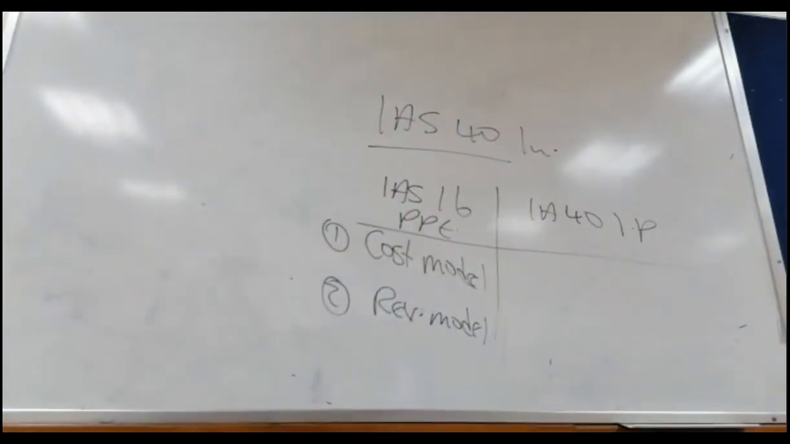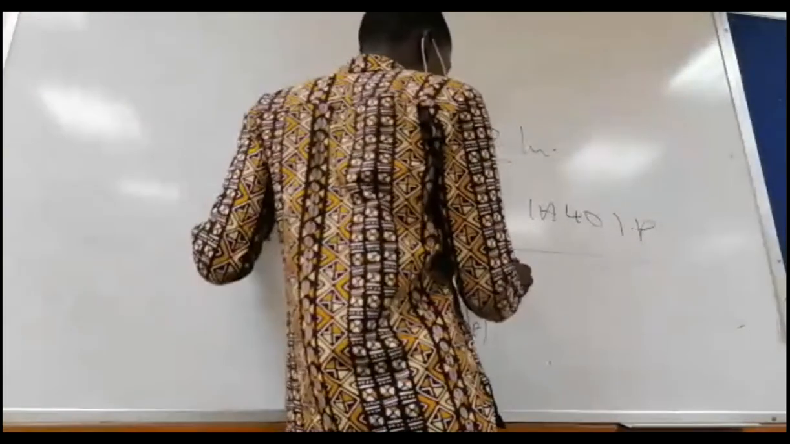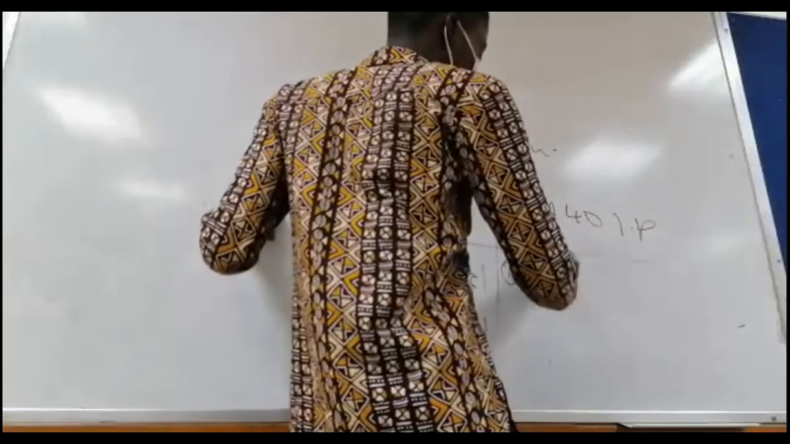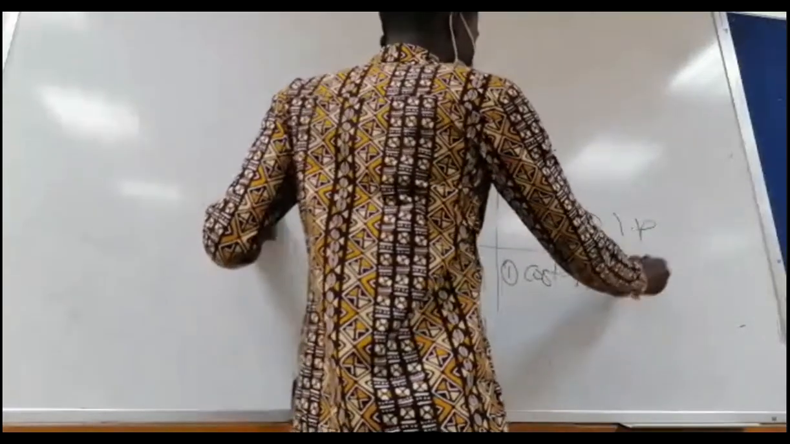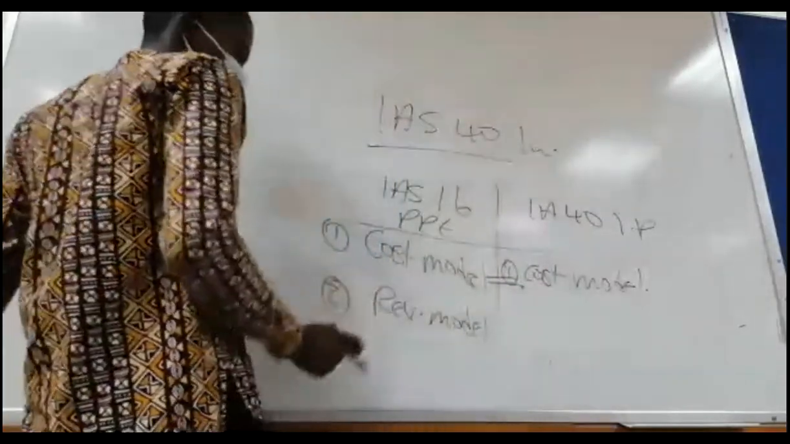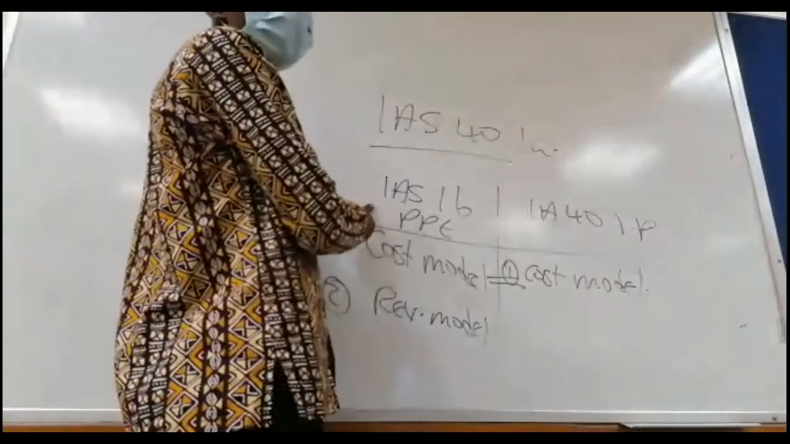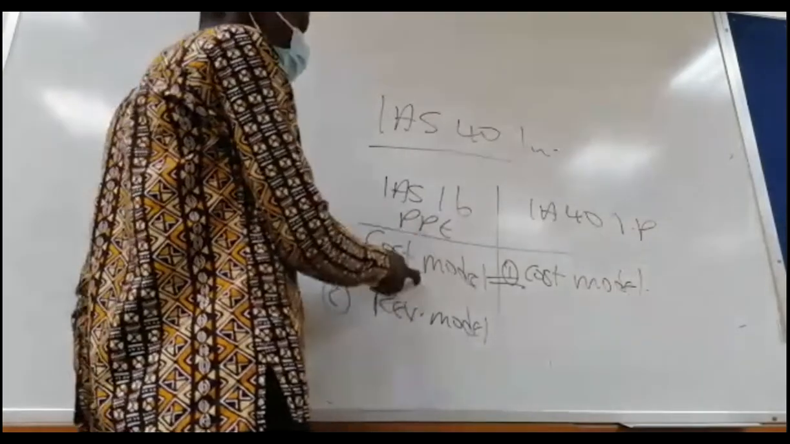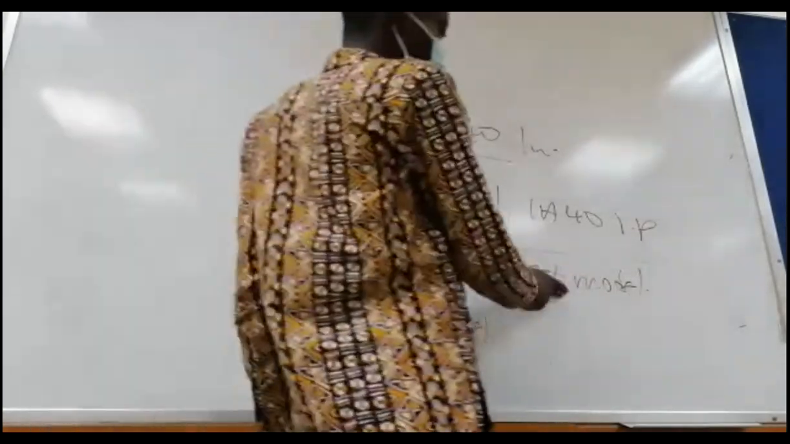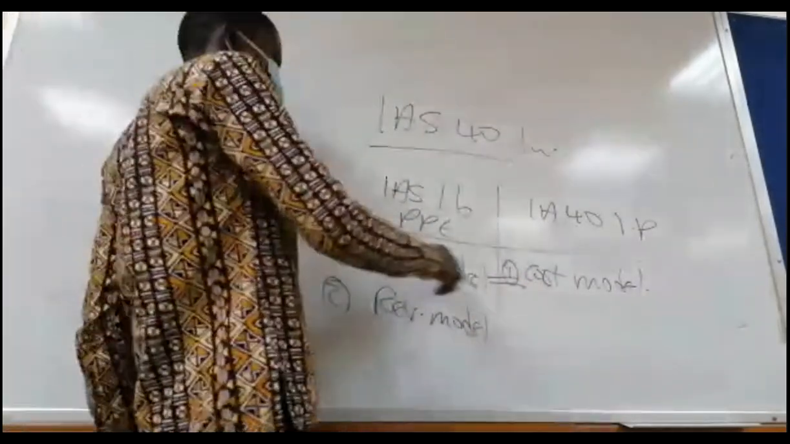What about IAS 40? The same thing, but with a slight difference. In IAS 40, we also have what we call the cost model. These two cost models have no difference, they are the same, so I can equate them. So in short, if we depreciate IAS 16 PPE under the cost model, we can also depreciate investment property under the cost model. Whatever we do with this, they are the same.